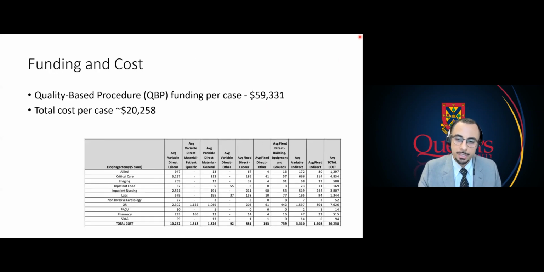In terms of costing, this will obviously vary from province to province, but to give you an idea for us in Ontario, the funding per case of esophagectomy is roughly about $60,000. The case costing at our center comes out to about $20,000 per case.